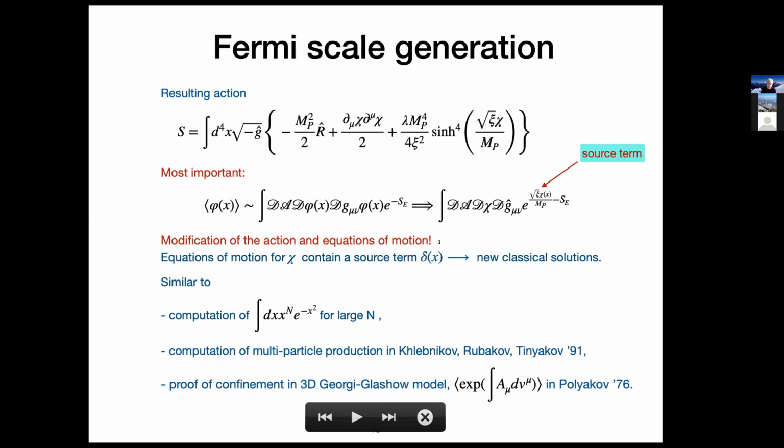So the most trivial example is, of course, computation of this one-dimensional integral for large n. If you use a saddle point, e to the minus x squared, for computation of this integral at large n, you will get the wrong result. So you have to include the part coming from this x to the power n. Multi-particle production also leads to a similar modification of equations of motion. Yet another famous example is the proof of confinement of the three-dimensional Georgi-Glashow model by Polyakov, where you have to include this part coming from the Polyakov-Wilson loop into the equation of motion.